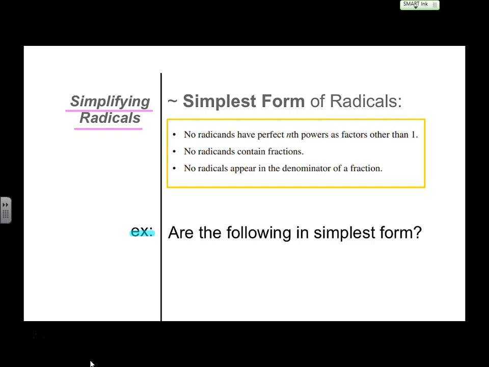There are 3 different conditions. All 3 of them are important, and all 3 of them have to be true to be in simplest form. I'm trying to get your nice homework page ready so that you guys can see it.